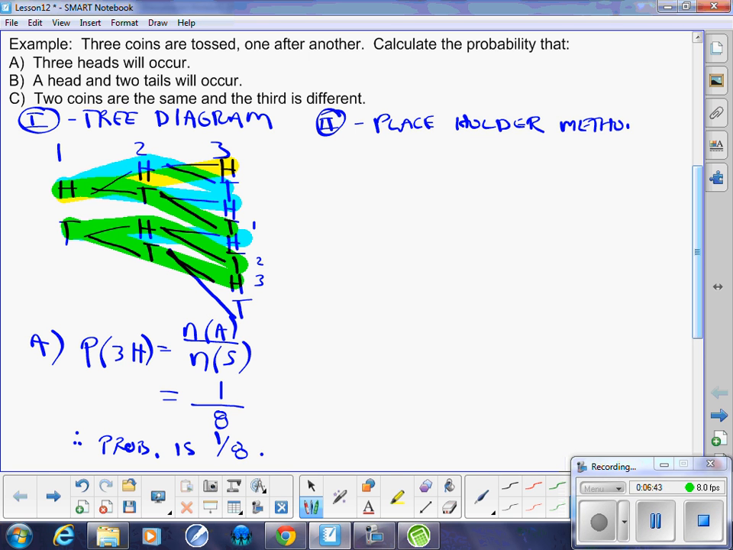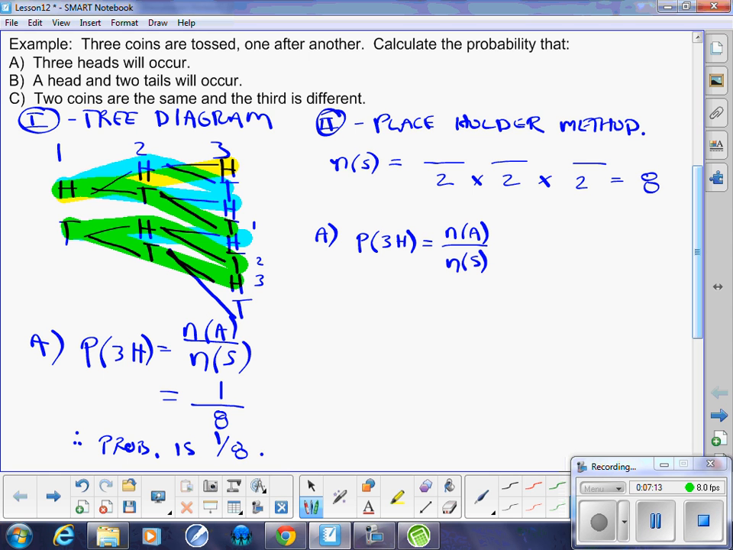All right. So before I even do part A, N of S, my number of outcomes, is equal to 3 coins, and in each case there are 2 possible outcomes, which gives me my 8. So I know there are 8 possible outcomes. So for part A, the probability of 3 heads equals N of A over N of S. I know the total number of outcomes is 8 from above.